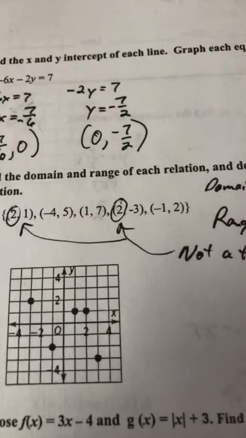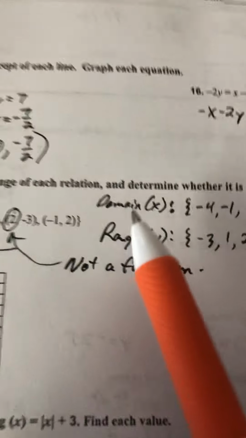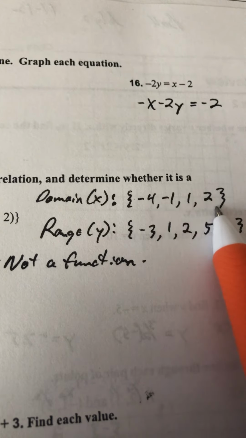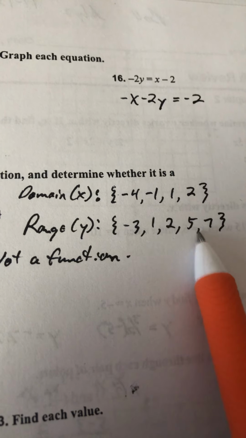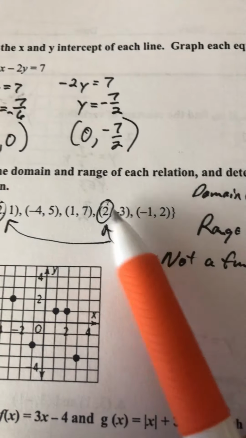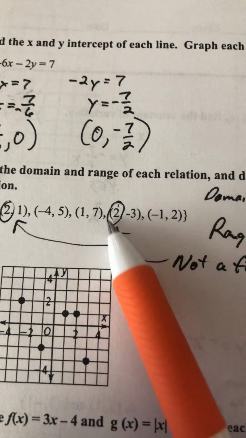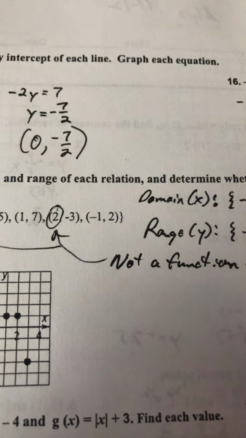For number 17, list the domain and range and say whether or not it's a function. Here's the domain. Remember, those are all the x values, and the range, all the y values. Notice I have more y values because I had a repeater in the domain. I had a couple of 2's, and because I have a repeater in the x values going to different y values, that is not a function.